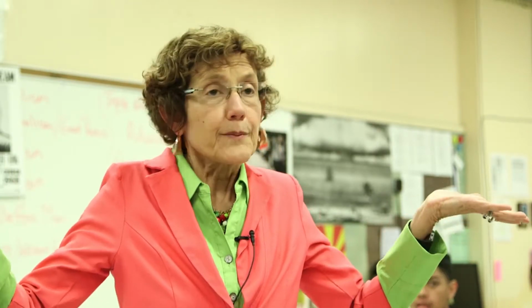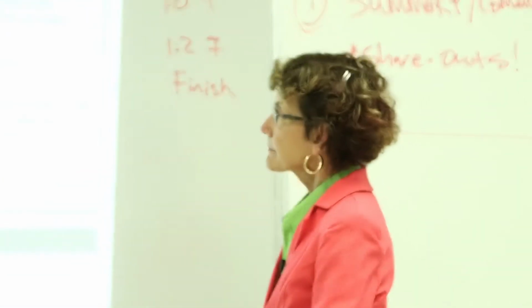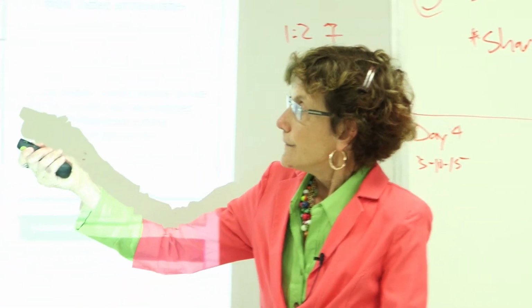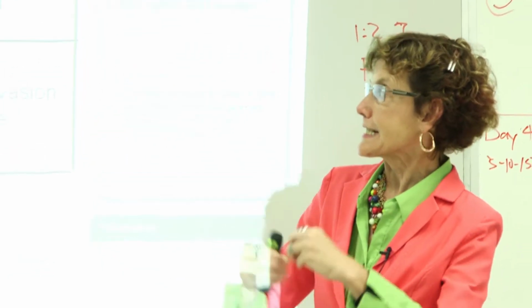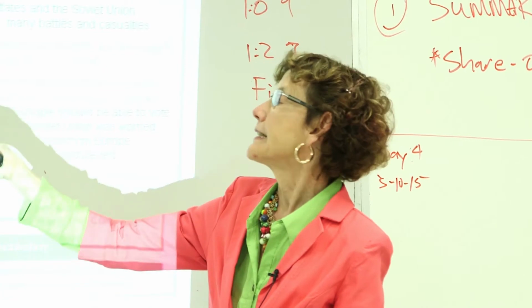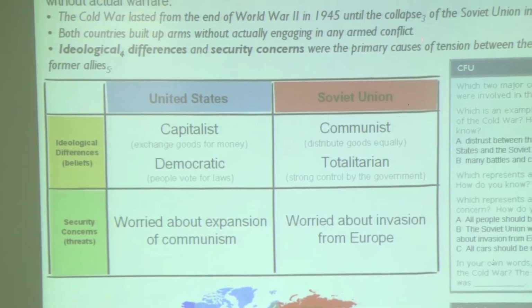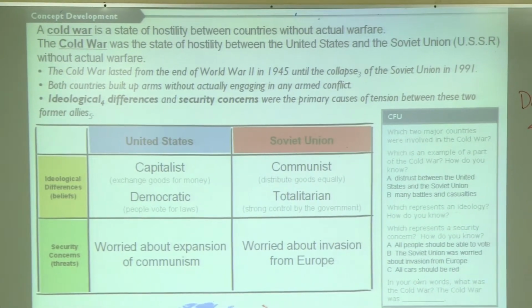That's okay, I just need to know if you know it, so I can move on with the lesson. They were only arguing, they didn't have weapons, so that's the reason why. Okay, so now if I take a look at this one, the reason they had these differences, they were called ideological differences. Let's read it. Ideological differences and security concerns were the primary causes of tension between these two countries.